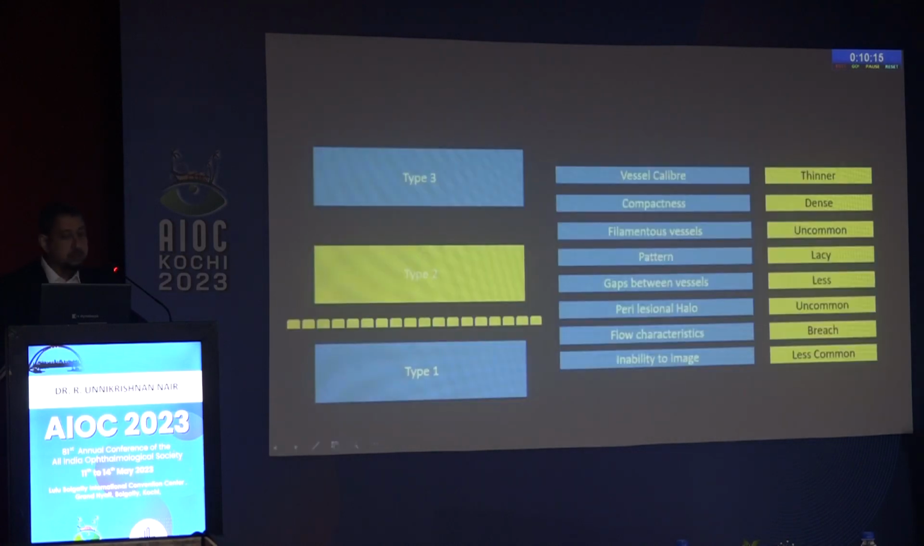So in the type 2, the vessel caliber is thinner. It is a very dense lesion. The filamentous type vessels are uncommon. It has a lacy pattern. The gaps between the vessels are less. Perilesional halo, I'll come to that later, is less. The flow characteristics show breach, and the inability to image by obscuration is comparatively less because it's already come up above the RPE. So you image it better.